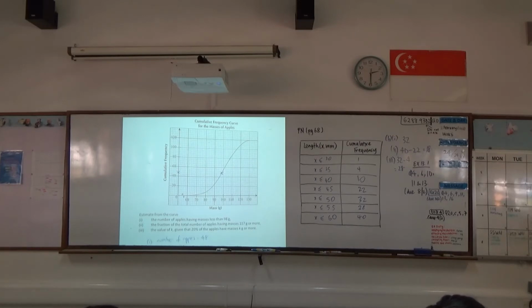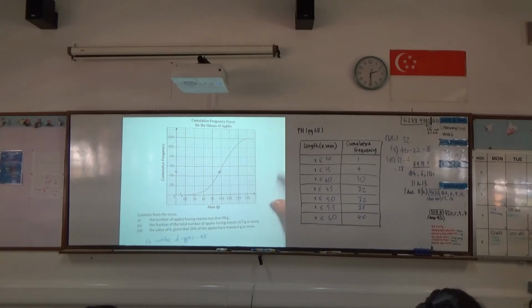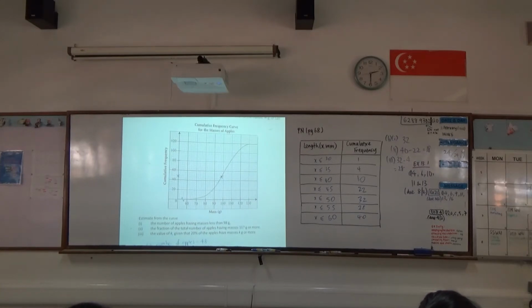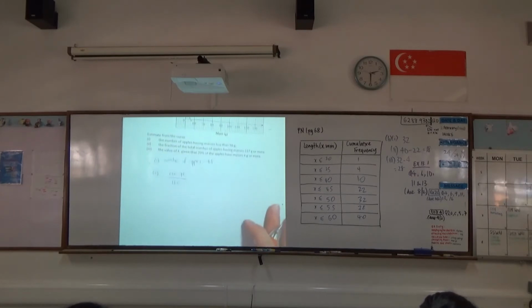Minus 76, are we right? Hmm? 44, so you're taking 120 minus 76. Is it? Out of 120. So that's your working. Is this correct? For 117 grams or more.